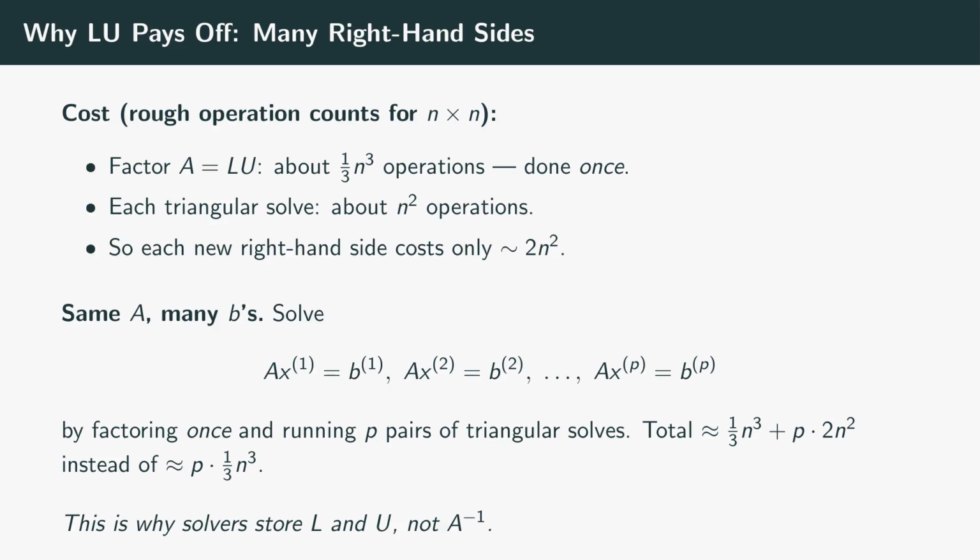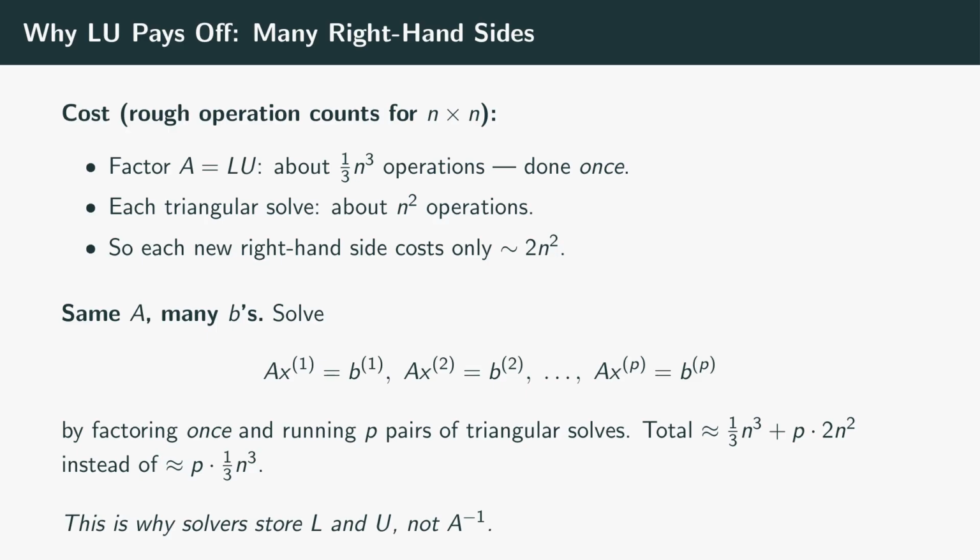Let me make the efficiency concrete. Factoring an n by n matrix into L times U costs on the order of 1/3 n³ operations. That is the expensive part, but you do it only once. Each triangular solve afterward costs only about n² operations, much cheaper because there is no elimination, just a single sweep.